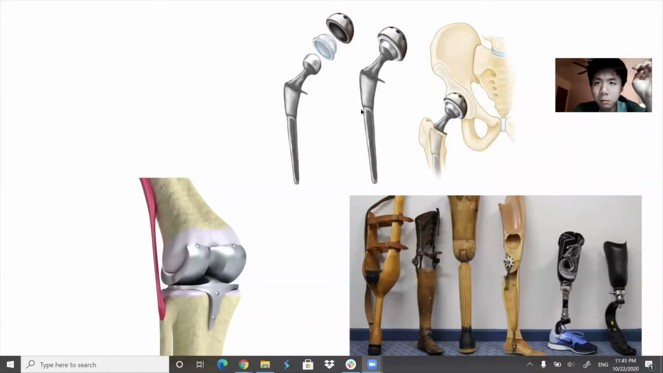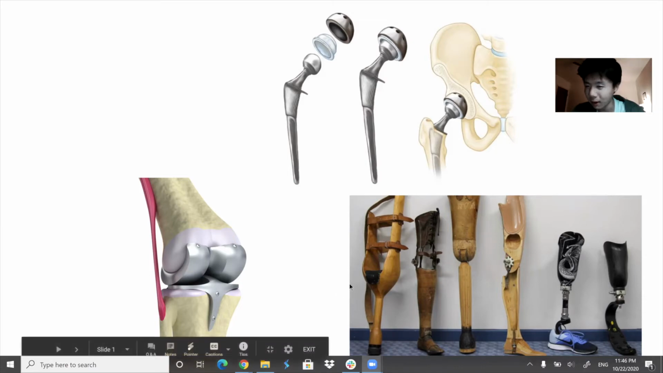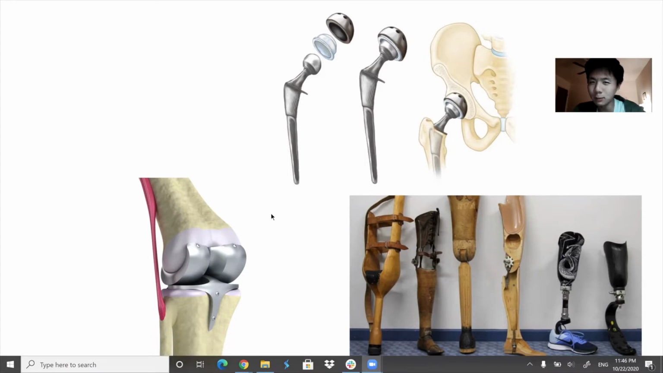Okay, so where do we see biomaterials? Well, really, biomaterials are in a lot of things. Some of the most obvious are, of course, these prosthetics, as you can see on the board. We have your good old evolution of replacement legs here, from wooden to fancy carbon fiber. And then, of course, we also have replacement joints, like the replacement hip or replacement knee joint.